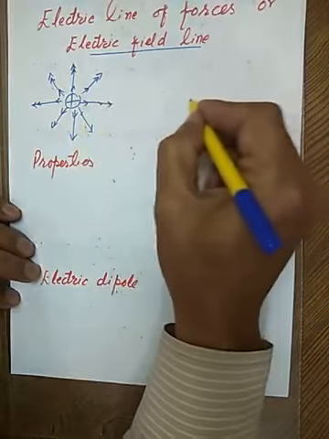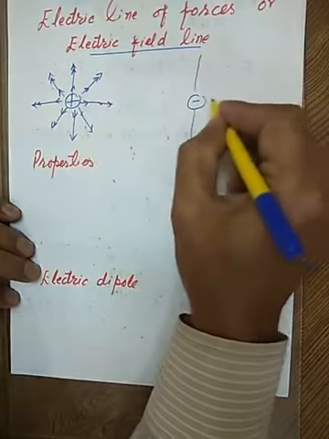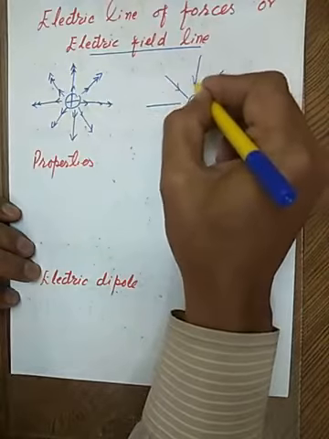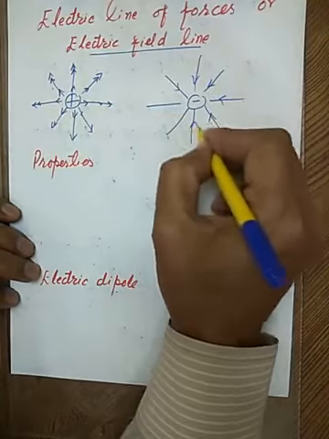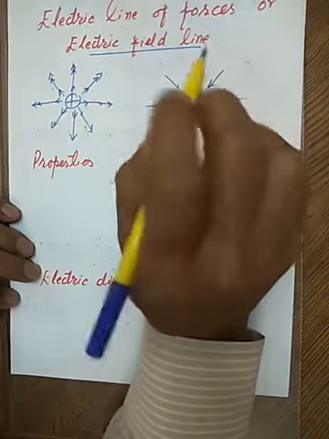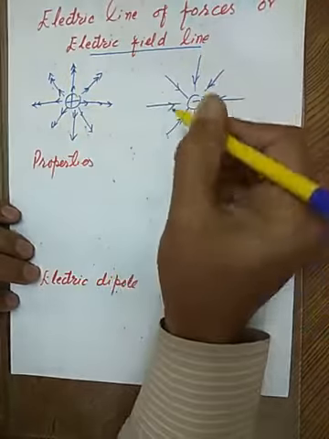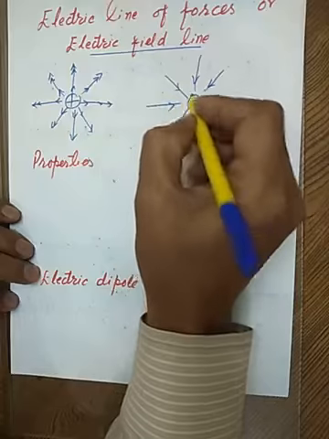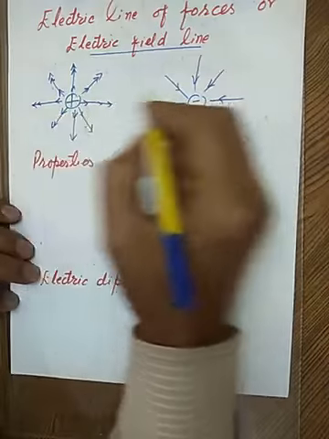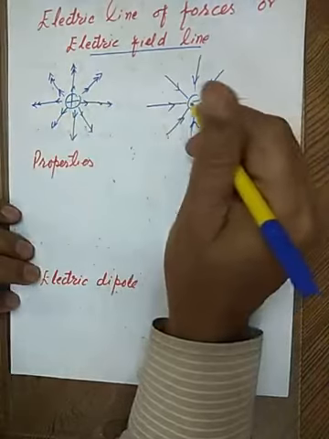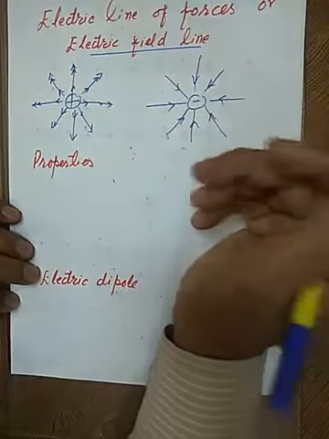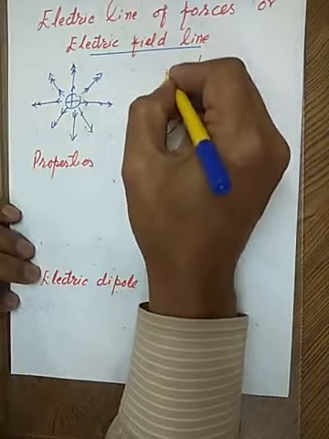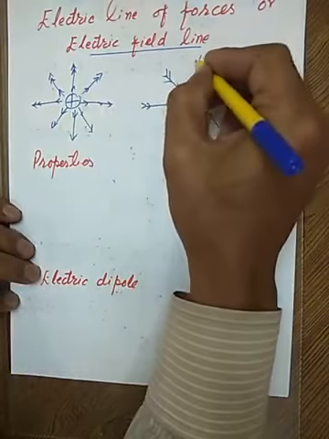For a negative charge, these electric lines of forces are radially inward, like this. These arrows show that they are directed toward the negative charge. And here again, their strength toward the negative charge is increasing. And these arrows show their directions.